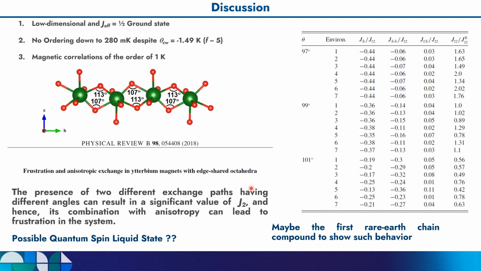Because of this, we may have the competition between these exchange interactions and can get such a correlated state. So it may be a quantum spin liquid state, but further investigation is required using local probes such as muSR and inelastic neutron scattering. And as I told, most of the rare earth chain compounds order at lower temperatures. It may be the first to show such behavior. Again, more investigation is required for this compound.